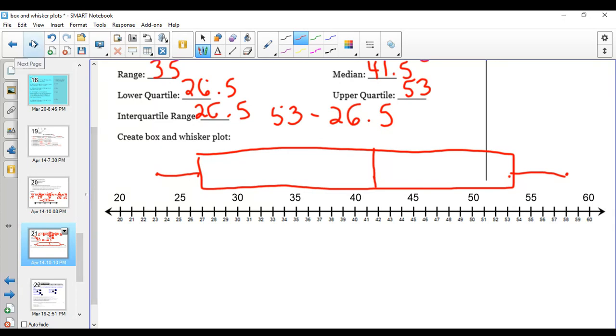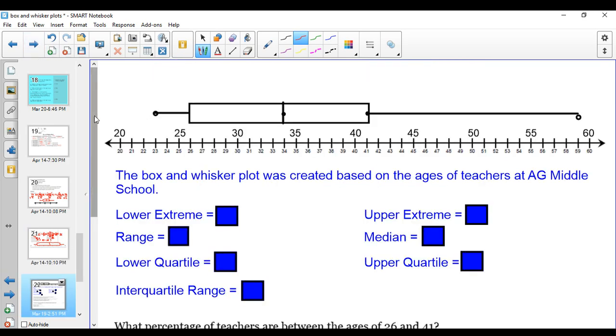Okay, so that's it for that slide. So that covers creating a box and whisker plot yourself, not really doing too much interpreting yet. Now on this last slide, we're going to look at a box and whisker plot that has already been created for us, and then start looking at some interpreting pieces that we need to know.